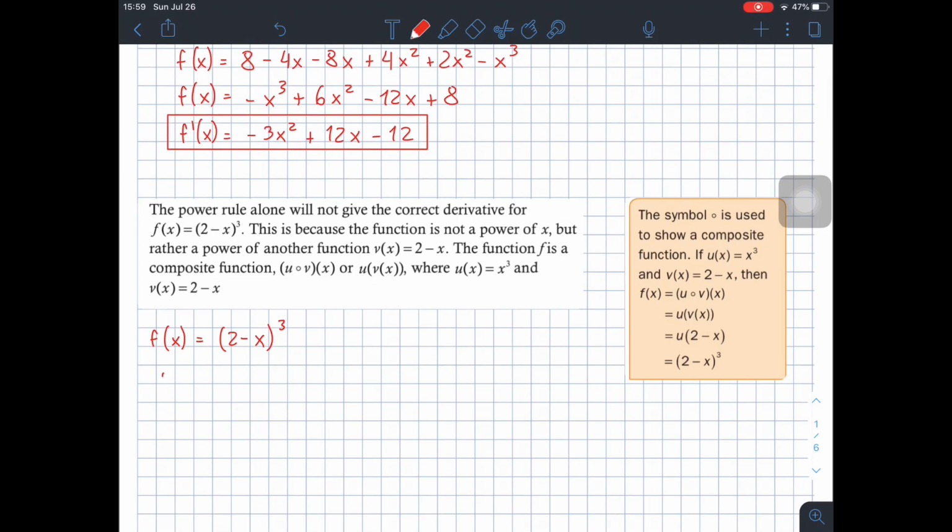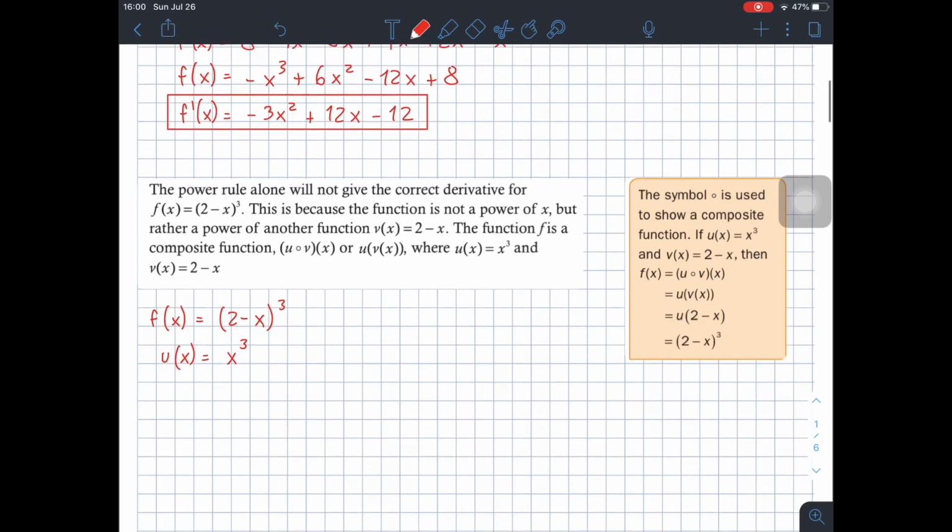I can say that u of x, for example, is equal to x cubed, because I know that it's something which is being raised to a cube power, right? So u is x cubed, and v of x would be whatever I have inside the parentheses, which is 2 minus x.